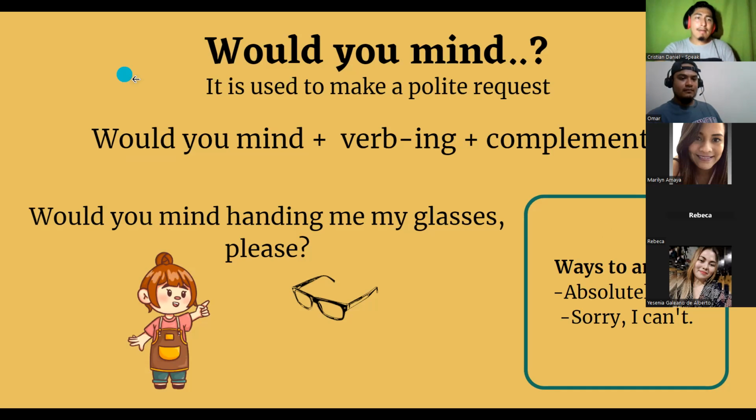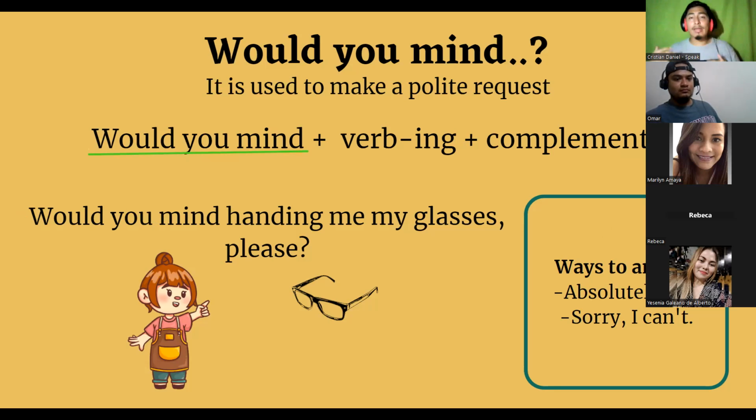Very good. As you remember, guys, in the last structure that we checked, we use would or could and can, and after that we use the subject, the verb, and the complement. In this case, guys, we use would you mind together because this is a single expression. It has a single meaning, okay? Pay attention to this example.